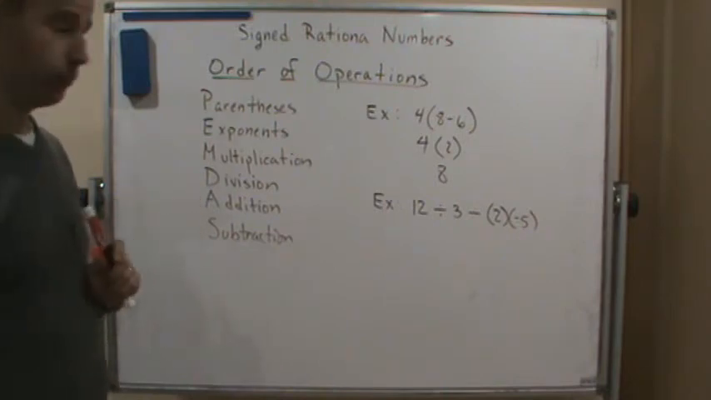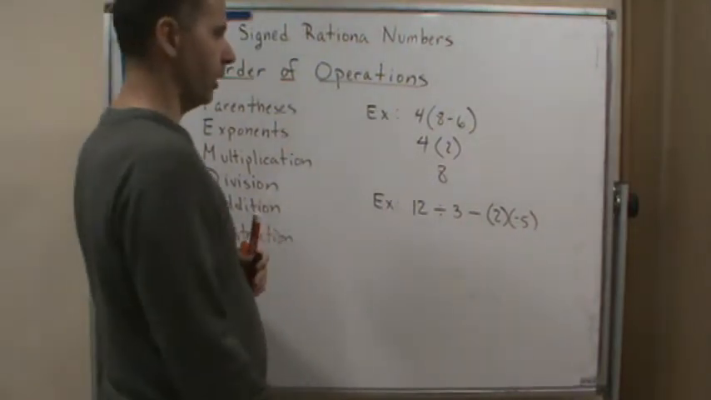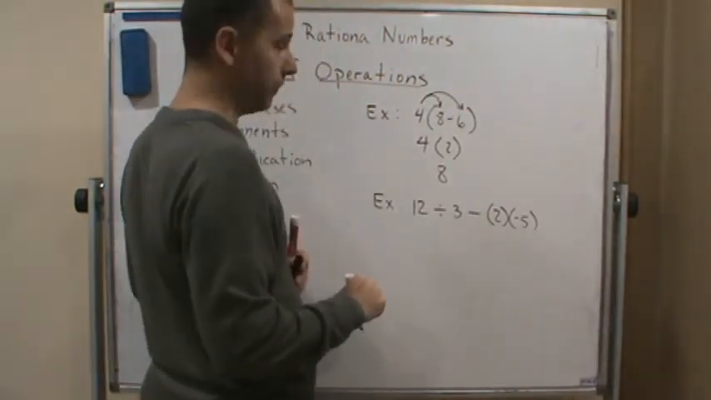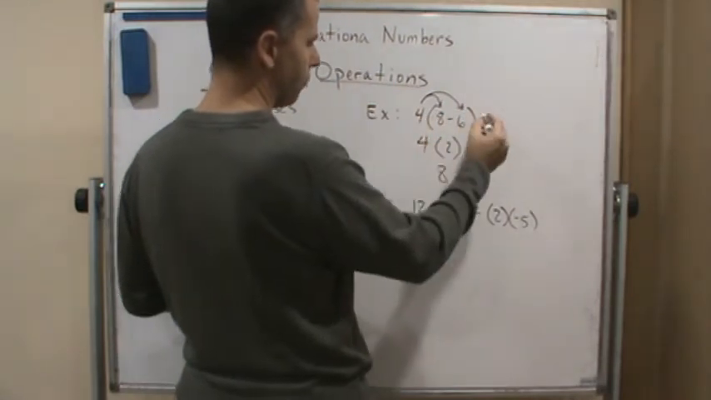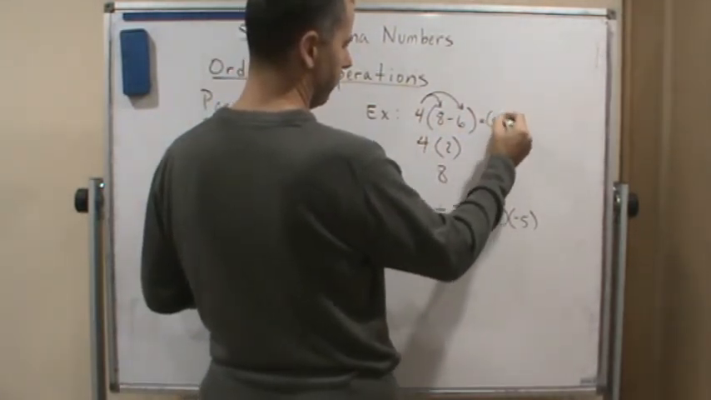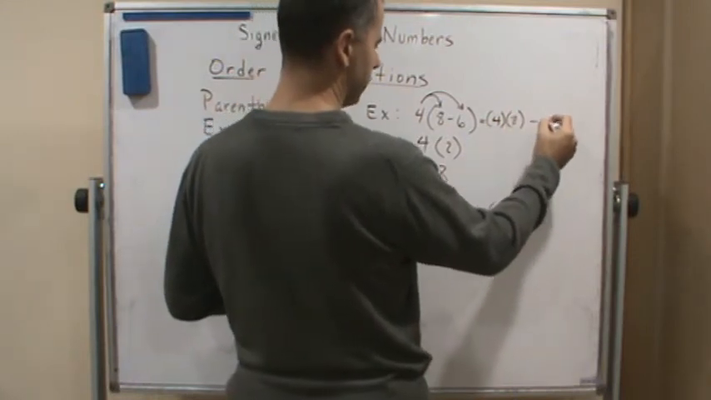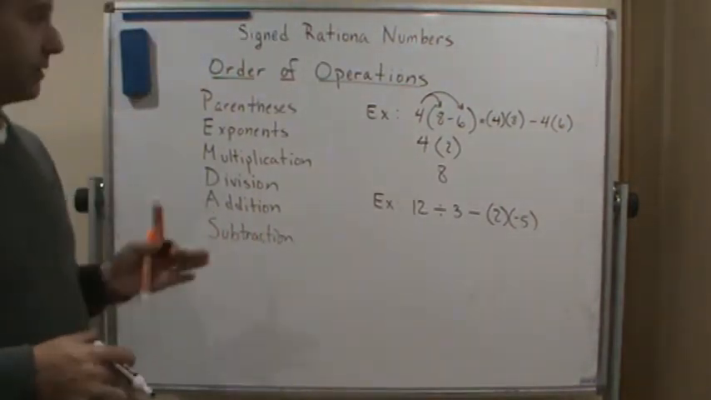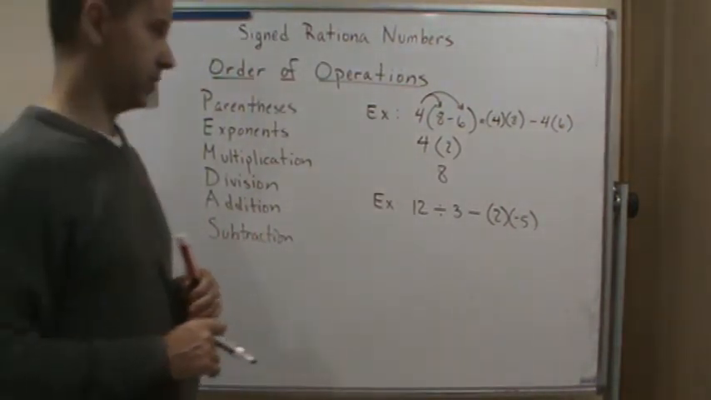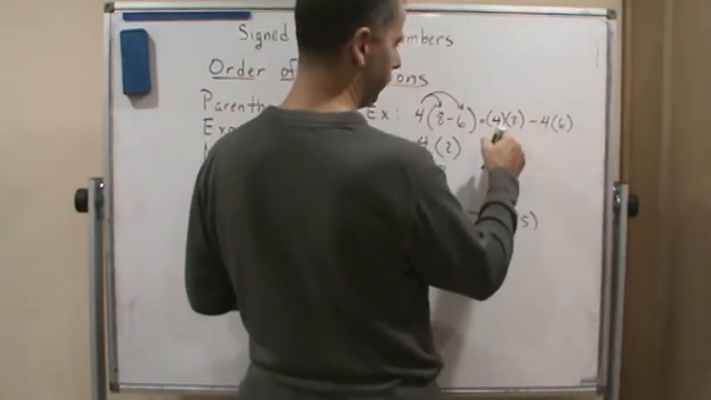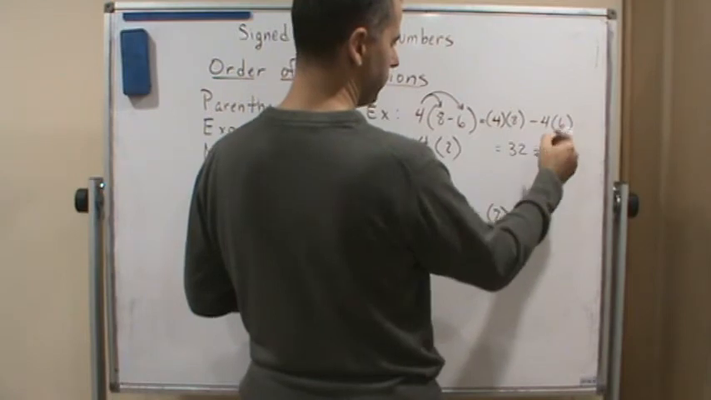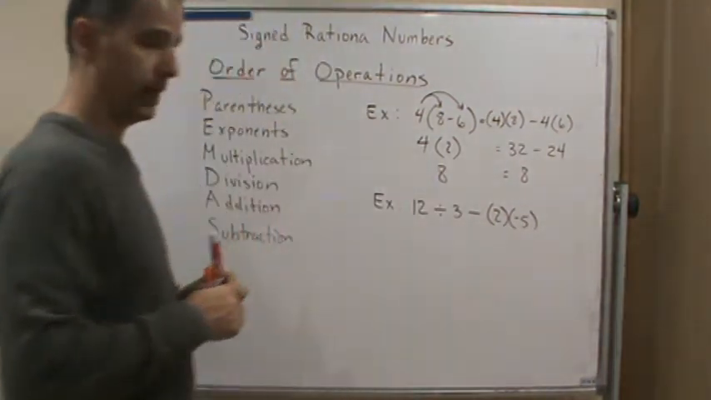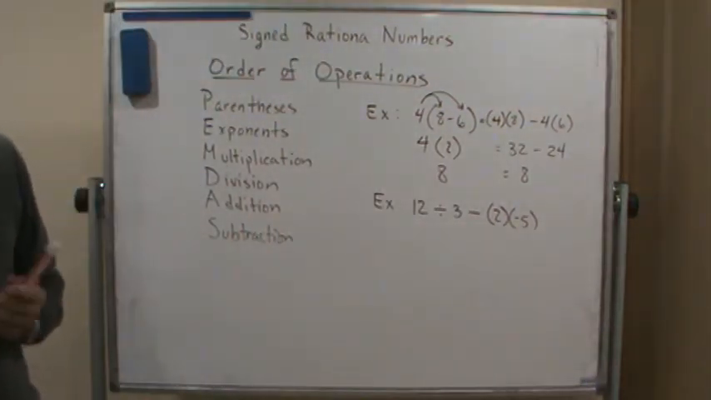Or if you notice, you could also use the distributive property. So I can distribute the 4 across subtraction. So I can distribute the 4 and write this as 4 times 8 minus 4 times 6. And now PEMDAS tells me to do the multiplication first. So now this is going to equal 4 times 8 is 32, minus 4 times 6 is 24, and then 32 minus 24 gives me 8. So in either case, you get the correct answer.